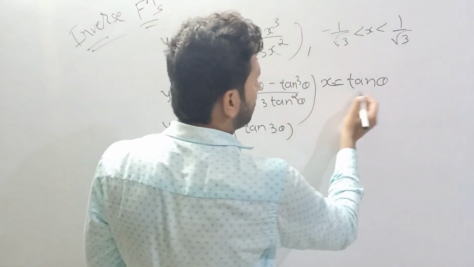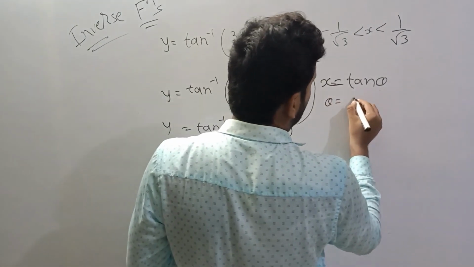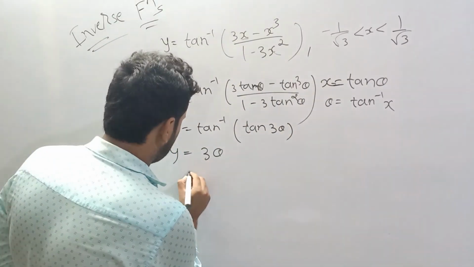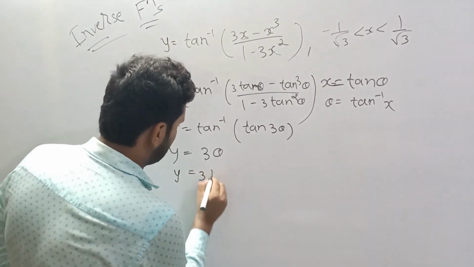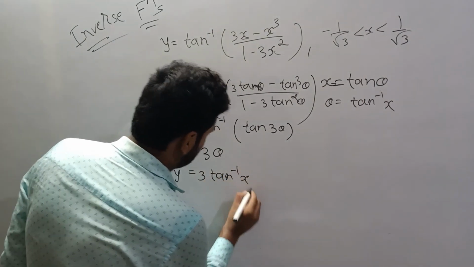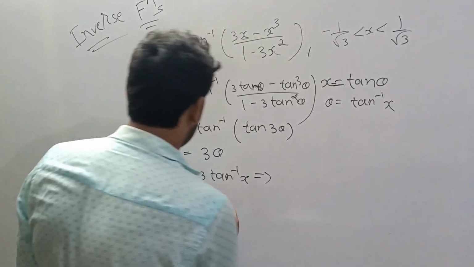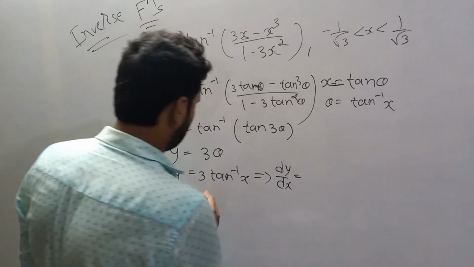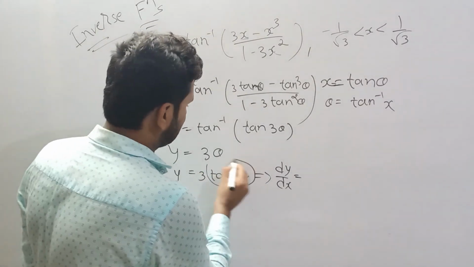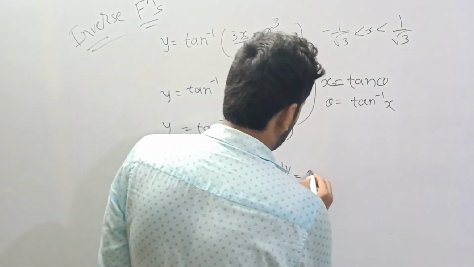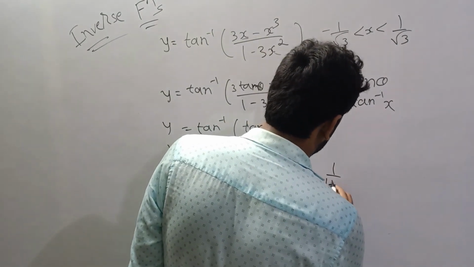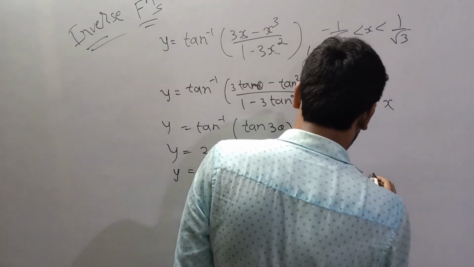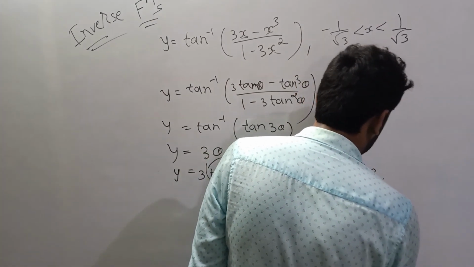So here we have theta as tan inverse x. If we put that value here, then y is equal to 3 tan inverse x. So the derivative of this function, dy by dx, is equal to 3 times the derivative of tan inverse x, which is 1 upon 1 plus x square. So the final answer will be 3 upon 1 plus x square.